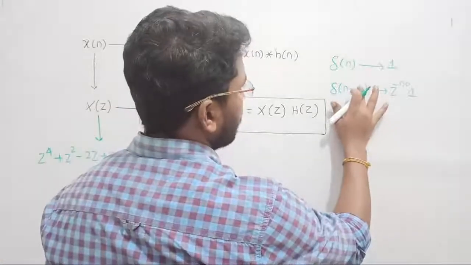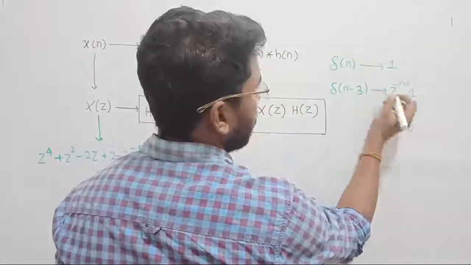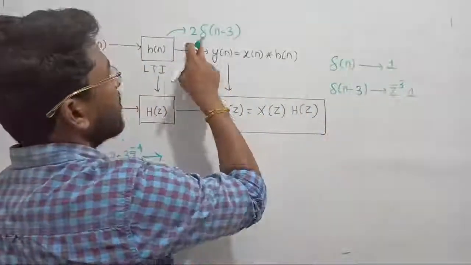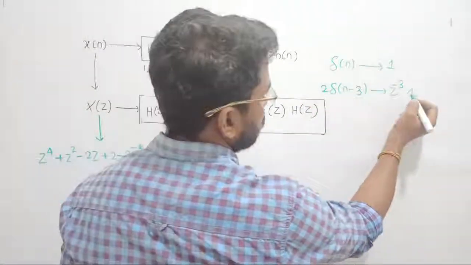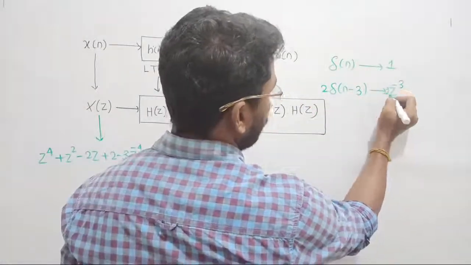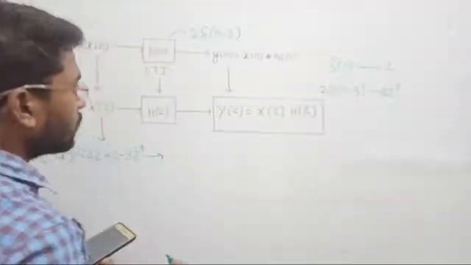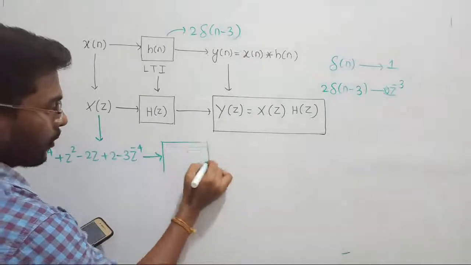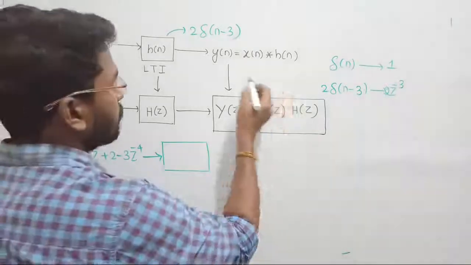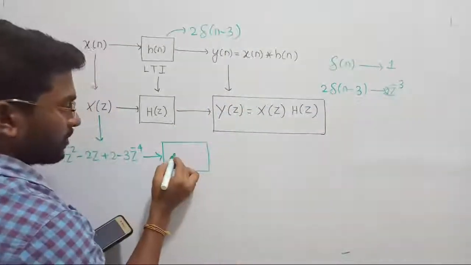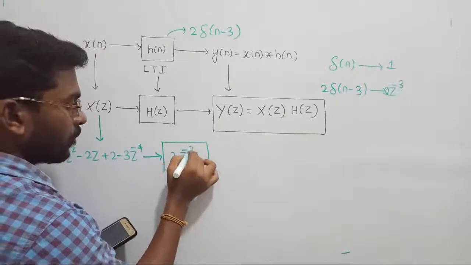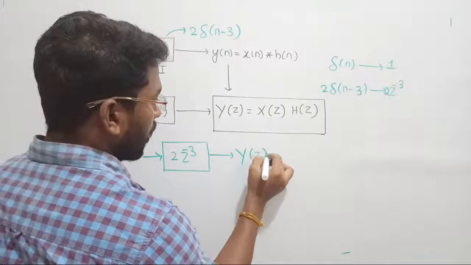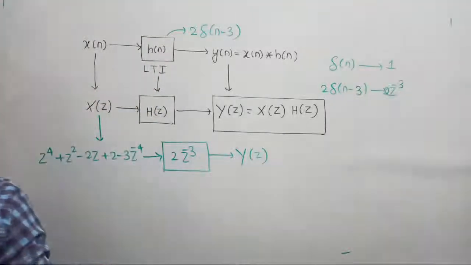Now this n naught, here we are considering 3. Since this system is being scaled by a factor of 2, here also you have a scaling factor of 2, so twice z power minus 3. So the transformation for twice del of n minus 3 is 2 into z power minus 3, such that the output of the function can be written as the product of the input and the system. Let us write the answer.